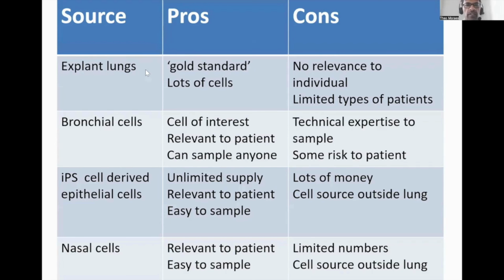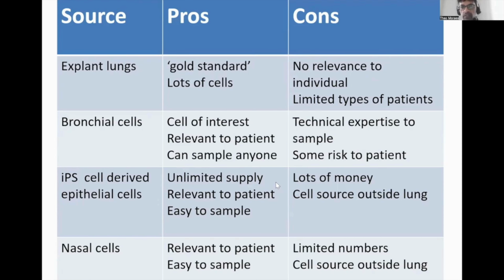So when you're thinking about human cells, there's different models that we've looked at. Explant lungs means these are lungs that come from lung transplant individuals, and when their lungs are no longer required because they've got new donor lungs, the old lungs can be used for research. In the past, at least in the setting of cystic fibrosis and some other lung diseases, these have been considered a gold standard because there's a lot of cells that can be obtained, and a lot of the original protocols came from this model. The disadvantage is that they don't really have any relevance to the individual because that individual has now had a lung transplant. And so you're not going to suddenly change therapy based on this.